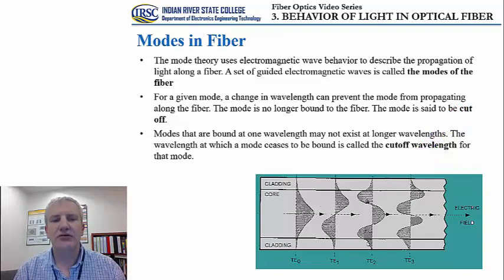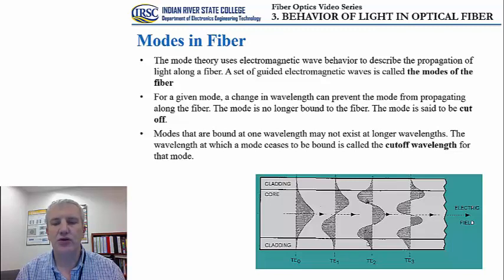It also turns out that each of these specific modes is very specifically determined by their wavelengths. Modes that are bound at one wavelength may not exist at longer wavelengths. The wavelength at which a mode ceases to be bound is the so-called cutoff wavelength for that particular mode. So for a given mode, a change in wavelength can prevent the mode from propagating along the fiber. The mode is no longer bound to the fiber. In other words, we are saying that the mode is said to be cut off.